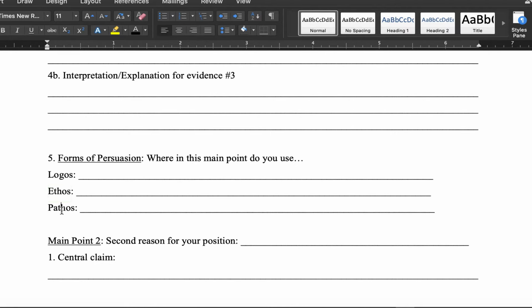The third one might not appear in every main point. The third form of persuasion is pathos. And pathos is an emotional appeal.